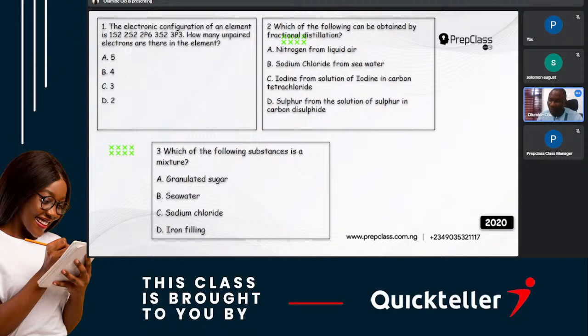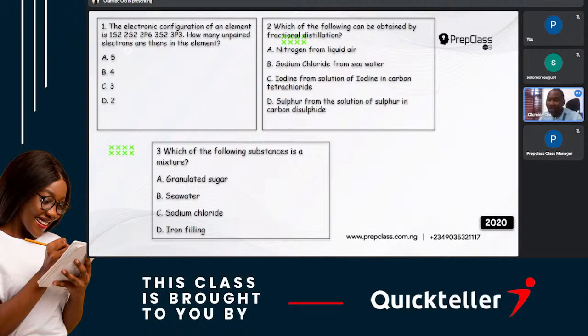For the 2s2, it's still s orbital. That one is also complete, 1 up and 1 down. For the 2p6, the maximum number of electrons in the p orbital is 6. So they gave us 6 already, 2 for the px, 2 for the py, and 2 for the pz. So it is complete. In the next one, 3s2, you have the complete one, 1 down and 1 up. But for the last, 3p3, p will always have 6 spaces.